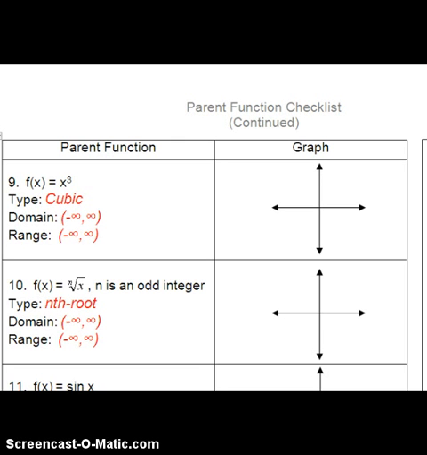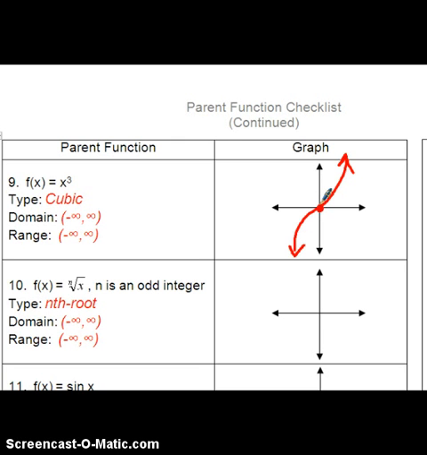Our next function is f of x equals x to the third. It's a cubic function, and its domain and range is from negative infinity to infinity. And this graph kind of looks like a snake. It goes through the origin, and it looks something like that. So go ahead and draw that graph on your paper as well.